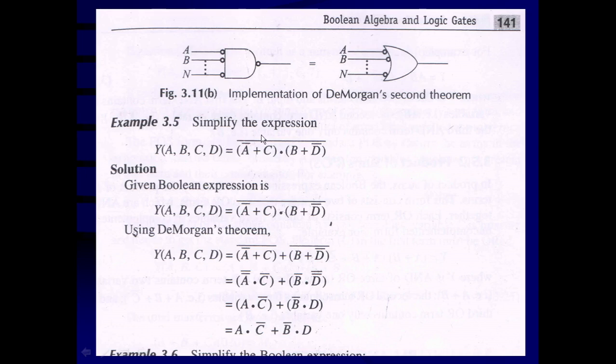We are taking an example related to this one. Simplify the expression. Y is a function of 4 variables, A, B, C, D, and the output is equal to: there are 2 OR gates. One has inputs A bar and C, so A bar or C is the output of one OR gate. B or D bar is the output of the other OR gate, and they are going to be ANDed, and then it is going to be complemented. This kind of symbol is given.